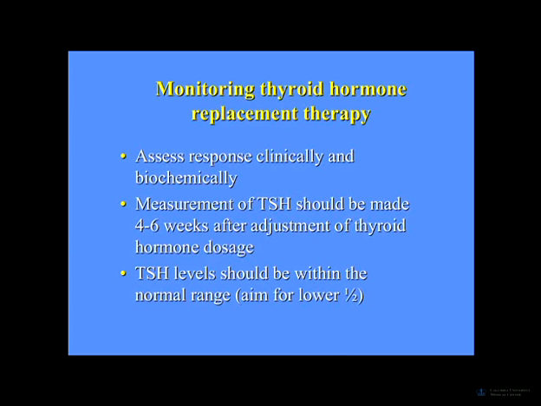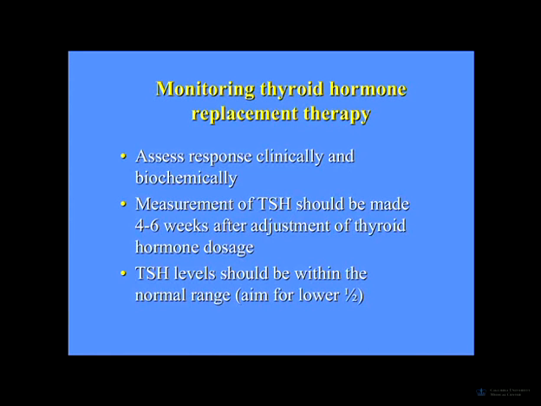You monitor thyroid hormone replacement therapy by assessing the response clinically for the signs and symptoms of hypothyroidism, and biochemically by measuring TSH levels 4 to 6 weeks after adjustment of the thyroid hormone dosage. And one waits 4 to 6 weeks to allow the pituitary gland to achieve a new equilibrium. The pituitary doesn't turn on a dime. It'll take upwards to 6 weeks before you get a new equilibrium. And if the TSH level is still not optimal, then you bump the dose up a little bit higher.